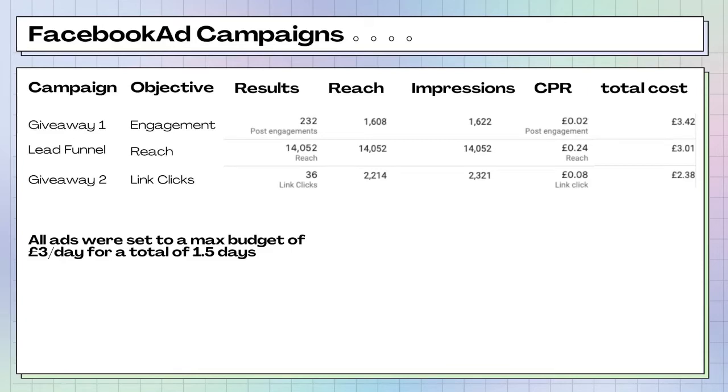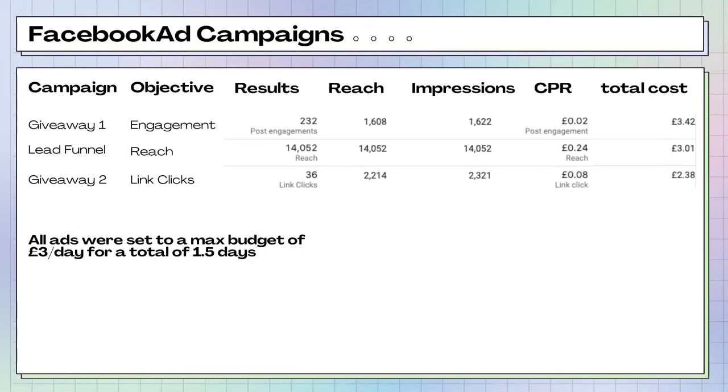But what I'm going to do now is go back to the objective and talk a little bit about that. Giveaway 1, which was the boost campaign on the Instagram post, the objective there was engagement. If you remember earlier, we were talking about engagement in terms of posts on Instagram. This means people liking, commenting or saving the particular post. So we can see here in 1.5 days we got 232 post engagements, a reach of 1,608, which is how many individual accounts have seen it, and impressions, which is how many times it's been seen, so that will always be higher than reach. We got 1,622 on that.